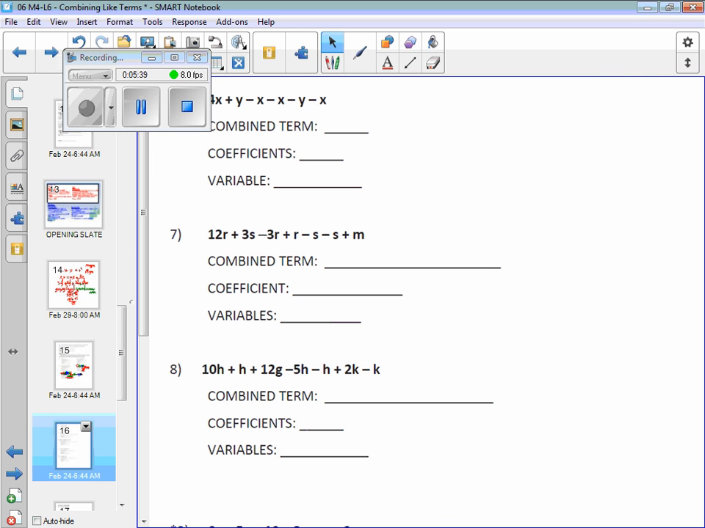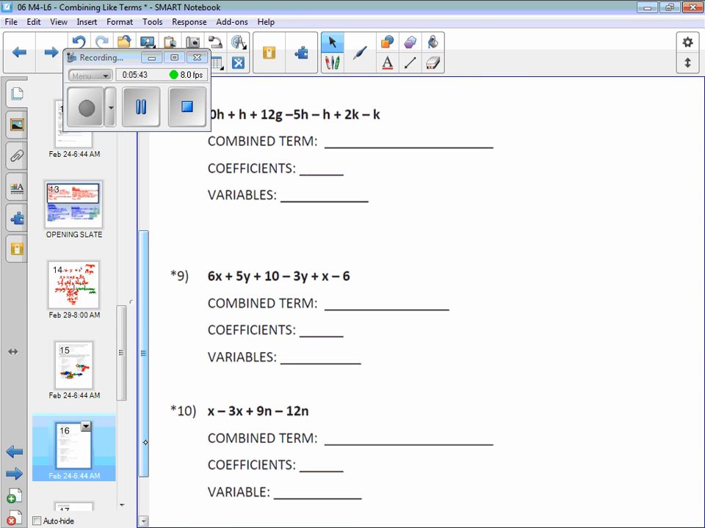Okay, do 6 through 10. 9 and 10 get stars for a reason. As you'll see, you'll have to deal with what's called negative expressions. But try it, okay? Stay by yourselves. I don't want you to group up just yet. I want to see if you can do this on your own. I need to know if you know how to do it, because really that's what your exit ticket's all about anyway. So I need to know that you're able to do it.